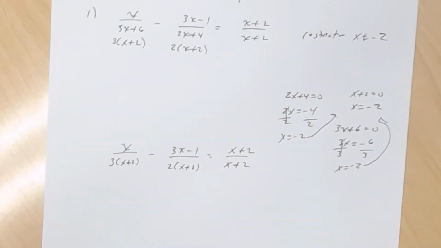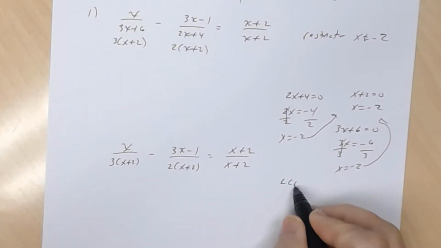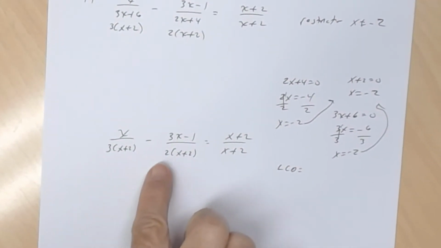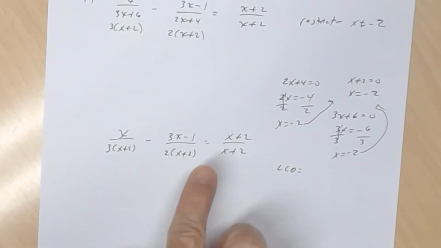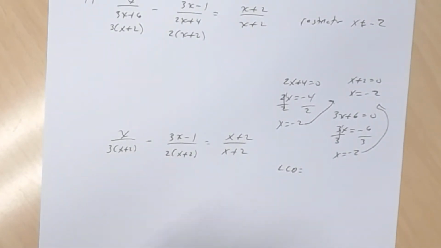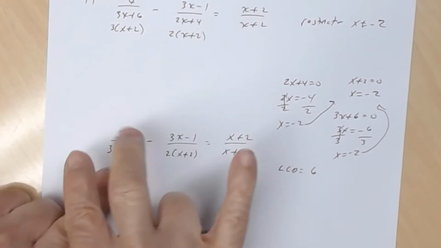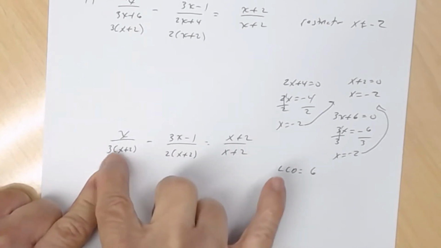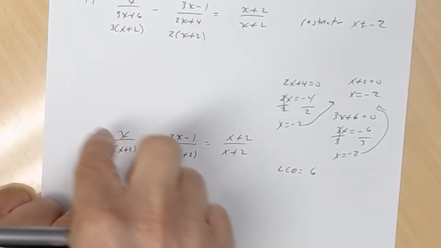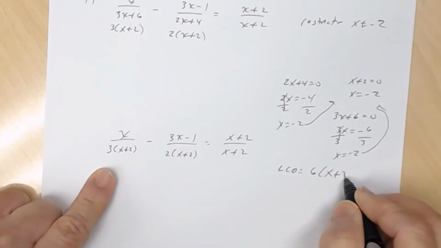Okay? All right. Now, let's find the LCD. Remember, the LCD has to include every factor you see. So let's start with 3 and 2. What's the smallest number that 3 and 2 go into? The answer is 6. Now, remember, I want this to be a 1. So when I multiply both sides by the LCD, I want this denominator to be a 1. Well, in order for that to be a 1, this x plus 2 has to divide into x plus 2, right? So I need an x plus 2.